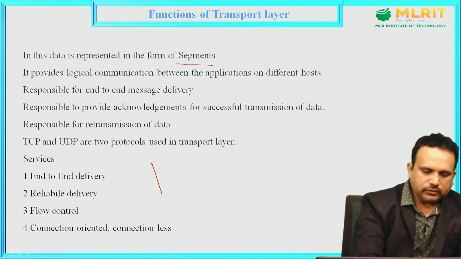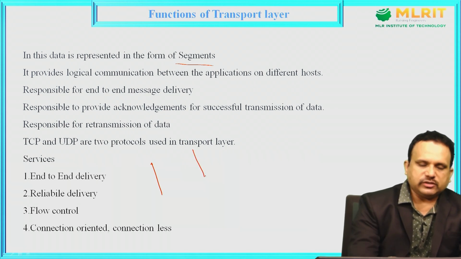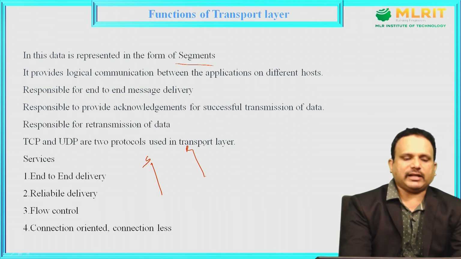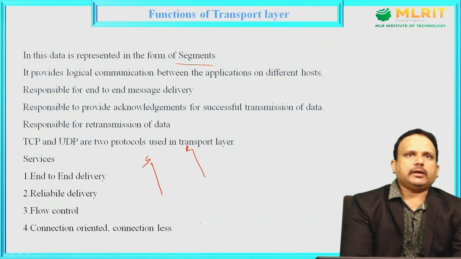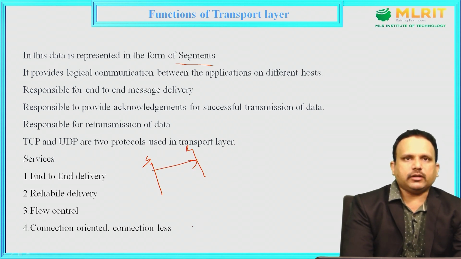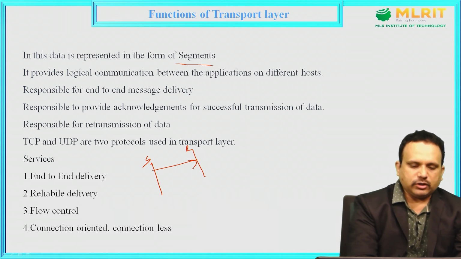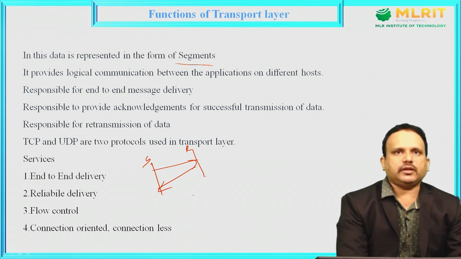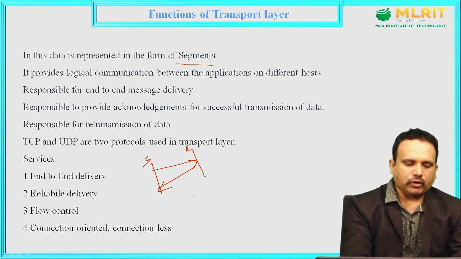So for example, this is one host and this is another host. Host is nothing but a sender. This is the sender host and the receiver host. So the data will be transmitted end to end, and it is responsible to provide acknowledgement for successful transmission of the data. For example, the sender has transmitted one particular data, and whether that data has reached the receiver or not depends upon the acknowledgement transmitted by the receiver. Upon successful transmission of the data, a receiver will send an acknowledgement. That acknowledgement we call a positive acknowledgement. Positive acknowledgement is represented in the form of ACK.